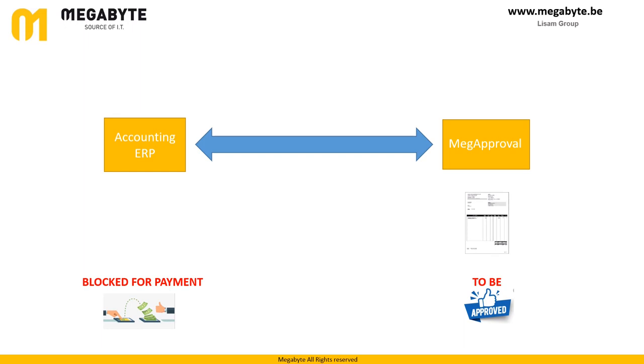Once injected into the MegApproval, the approval flows are started. An approval flow is linked to an invoice. When the invoice is approved, the payment of this invoice will then be released in the accounting. It is at the level of the accounting application that the user can make the payment.